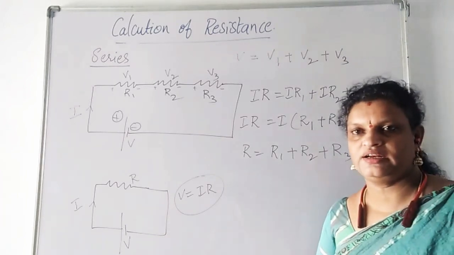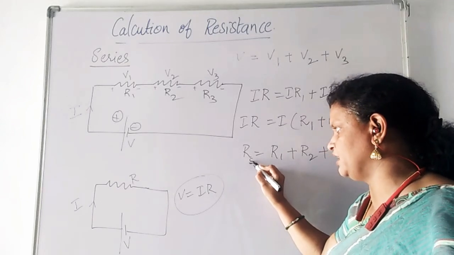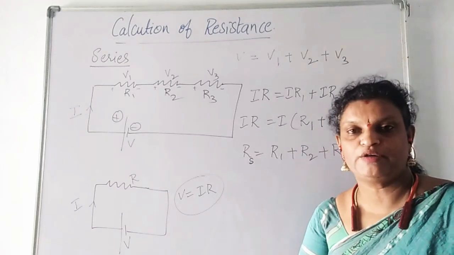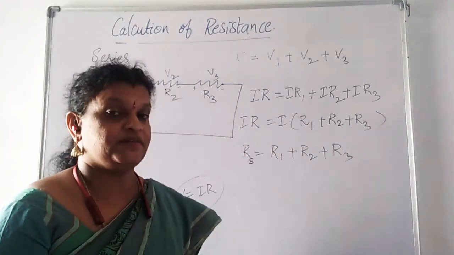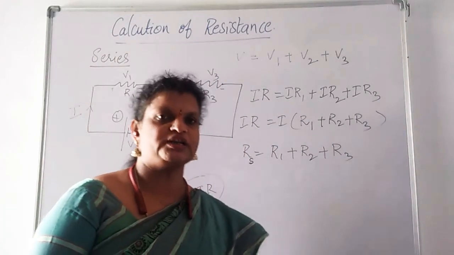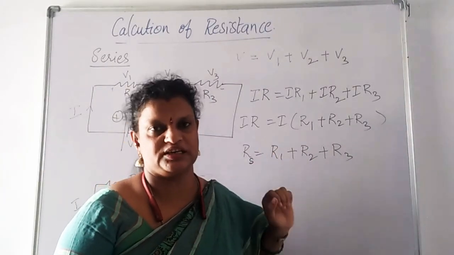Like this we can write for the effective resistance. To understand clearly, I am writing RS is equal to R1 plus R2 plus R3. RS means nothing but the effective resistance or total resistance when these three resistors are connected in series connection.